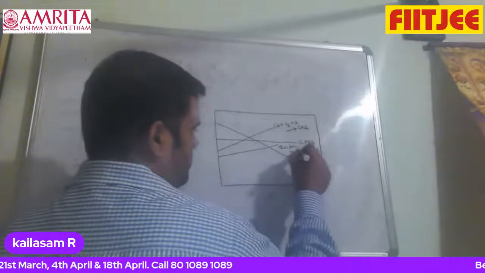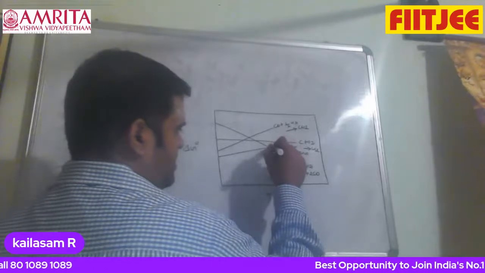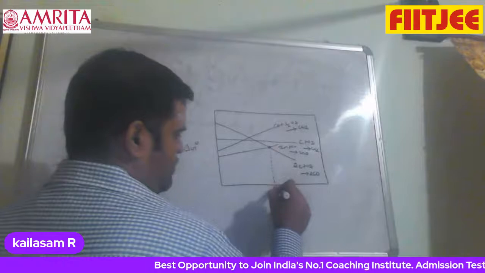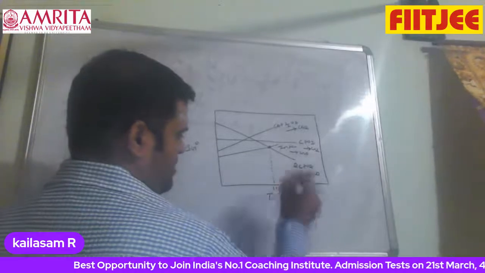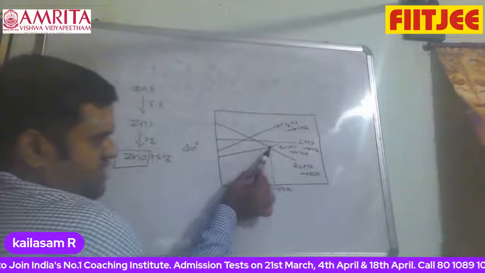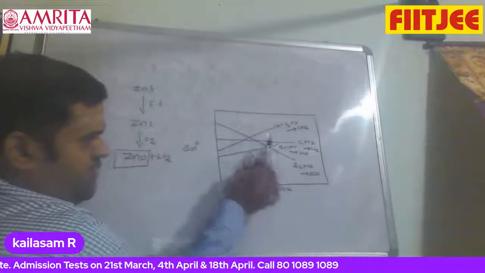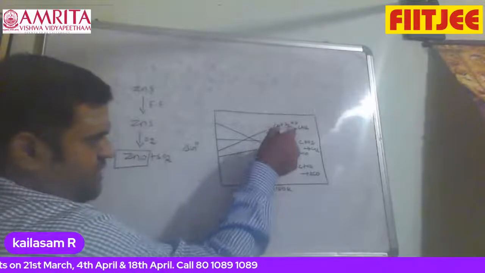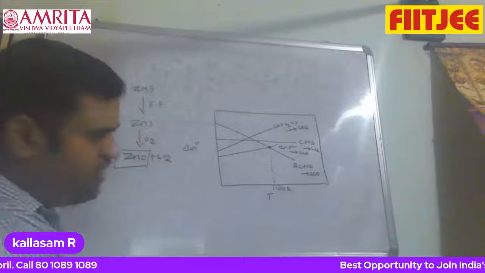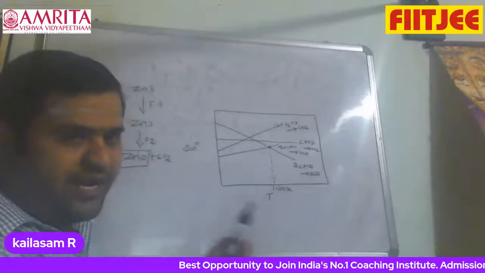Zn plus O2 gives ZnO. Look at this, this is the one. I can say approximately 1000. Below 1000 Kelvin, none of them can act as a reducing agent. Why? Because up to this point, all three will be above ZnO. Therefore, up to 1100 Kelvin, ZnO cannot be reduced by anything.